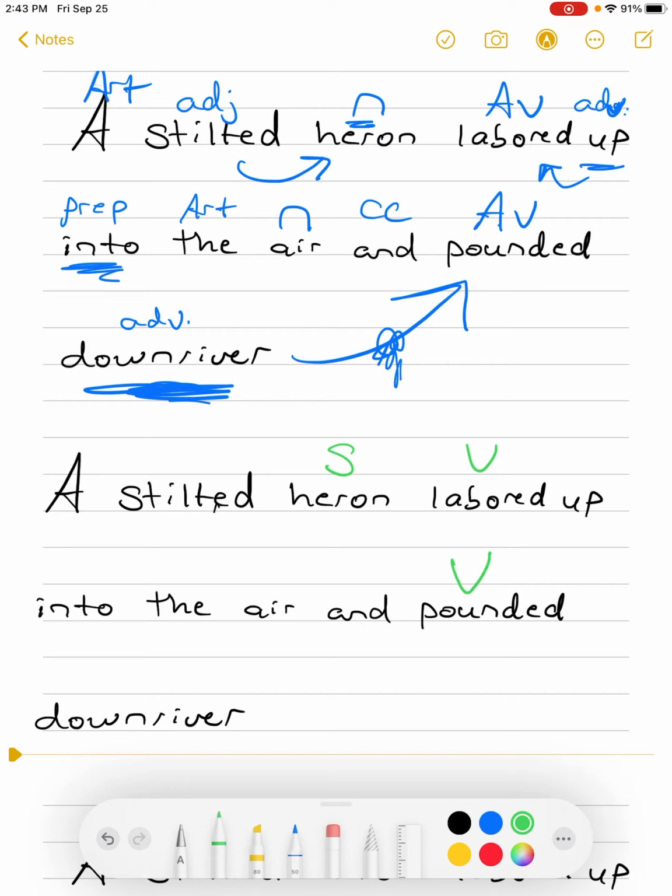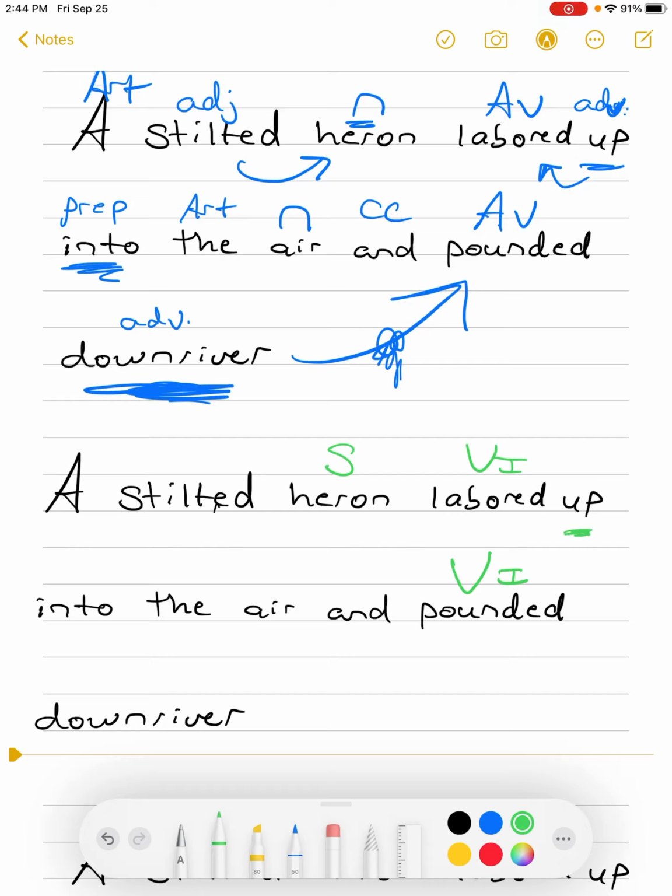Now we have to ask this question. The heron labored what? I don't see anything that answers the question, what did it labor or what did it pound? So these verbs are going to be intransitive. So remember, to determine if a verb is transitive or intransitive, ask the question, what? The heron labored what? So we do have adverbs and stuff, like it tells us where the heron labored, but we don't have to worry about that.